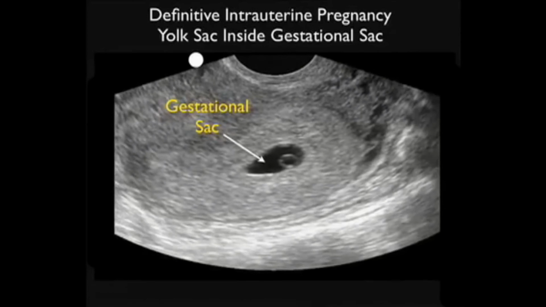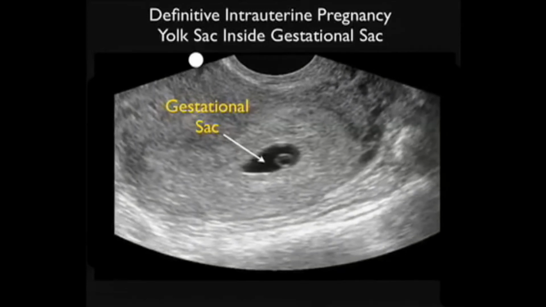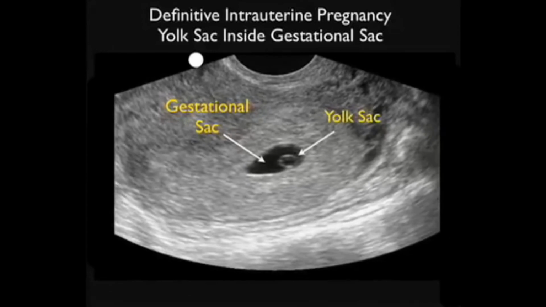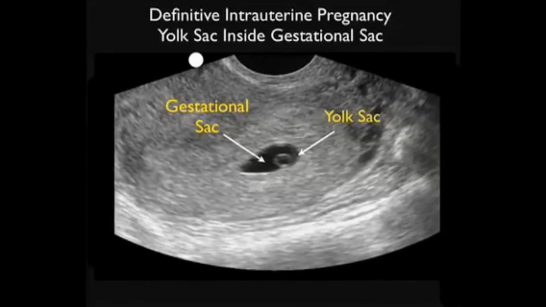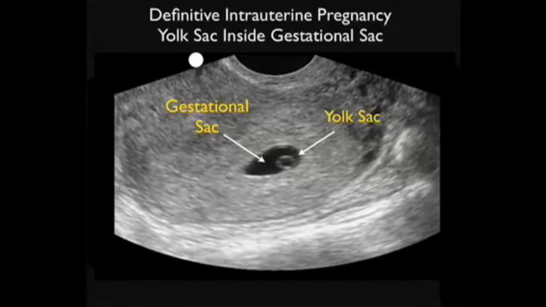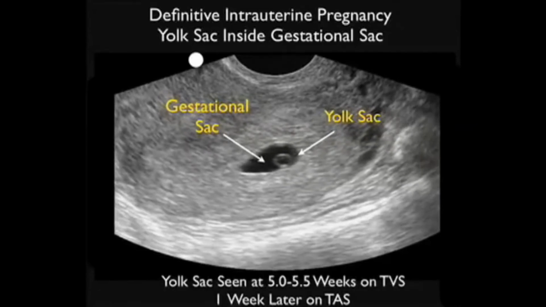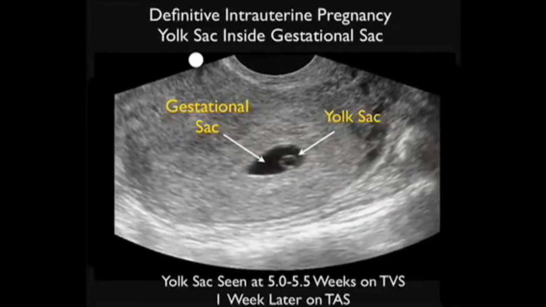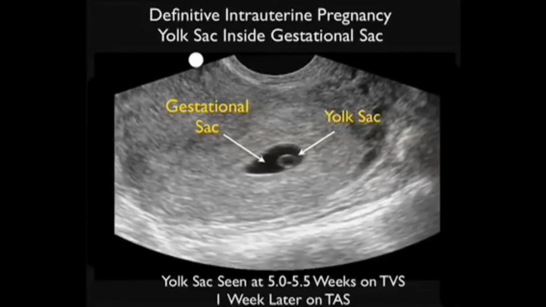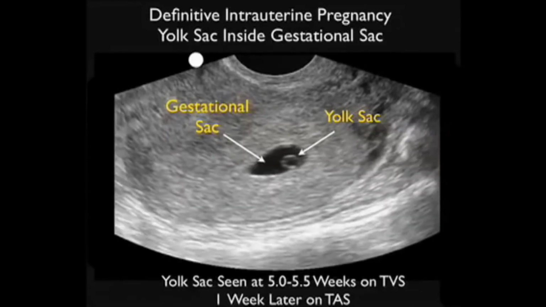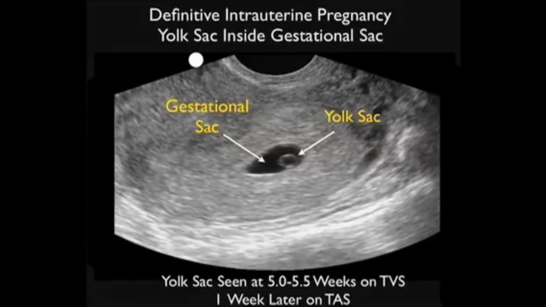Well, here's a video clip showing the gestational sac, larger on this video, and notice the presence here of a yolk sac, that circular round structure lovingly referred to as a Cheerio sign within the gestational sac. Once we see a yolk sac within a gestational sac, that is diagnostic of an intrauterine pregnancy. And the yolk sac is generally seen at about 5 to 5.5 weeks on transvaginal sonography and a week later on transabdominal sonography.